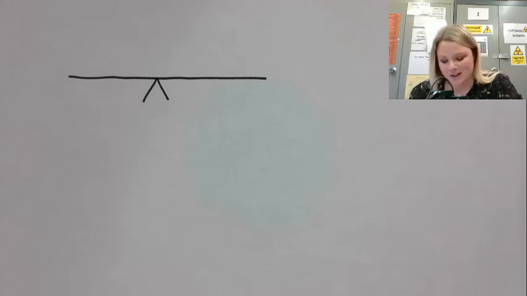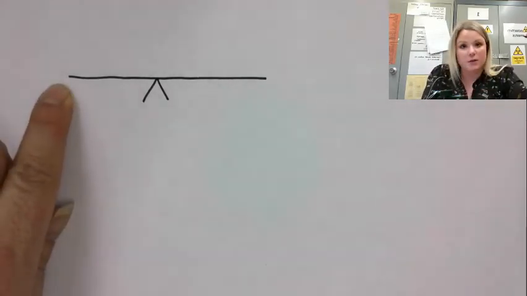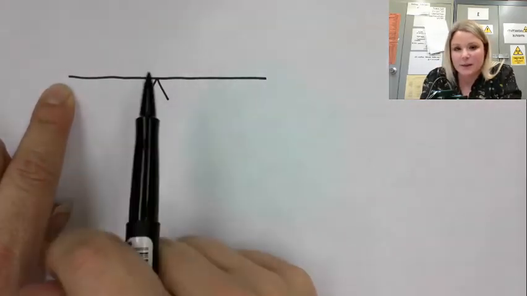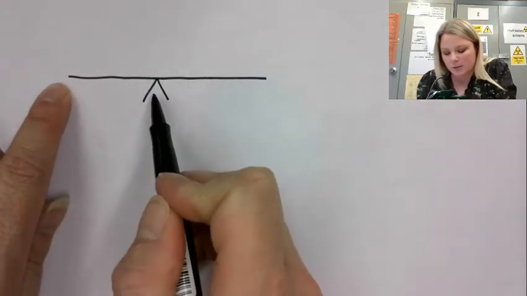Hi 9p. So last day we were looking at what happened whenever we were applying forces to levers. So remember, a lever is just something that is free to rotate about a pivot. And the type that we're looking at here really are very similar to seesaws. Okay, so here's my lever and here's my pivot.